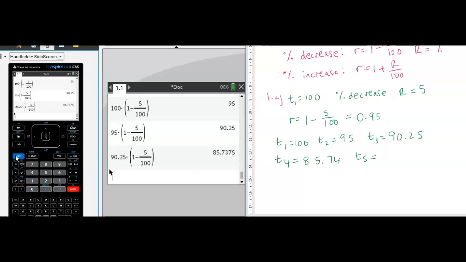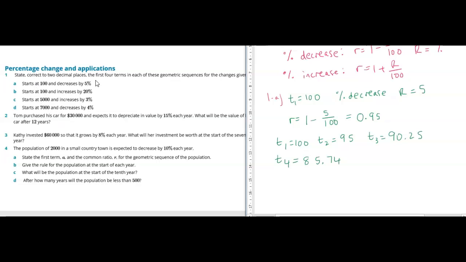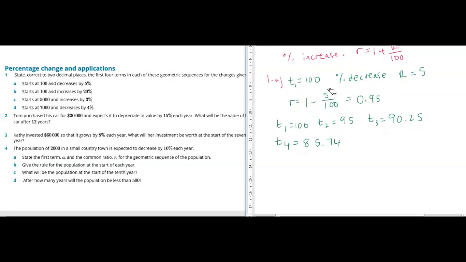Oh, I only had to do the first 4, didn't I? I did 4 iterations, but first 4. Okay, so we did the first 4 terms, T1, T2, T3, T4. Okay, and you can see it's decreasing. So we're starting at 100 and it's going down 5% each time. Okay, let's do one that is increasing. So let's do 1B.